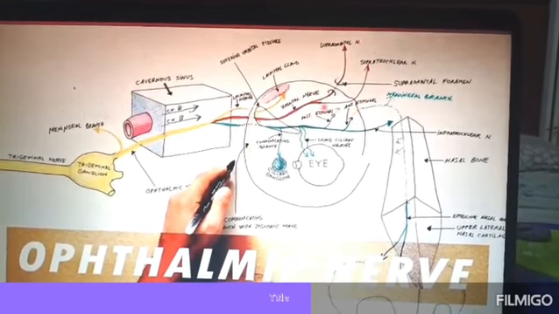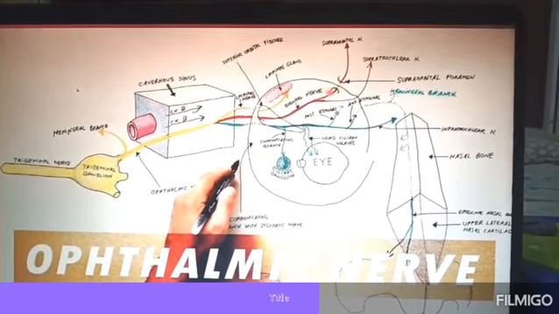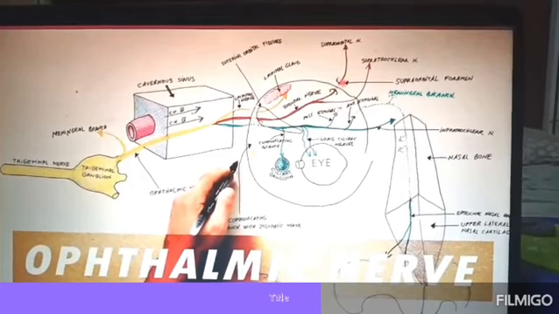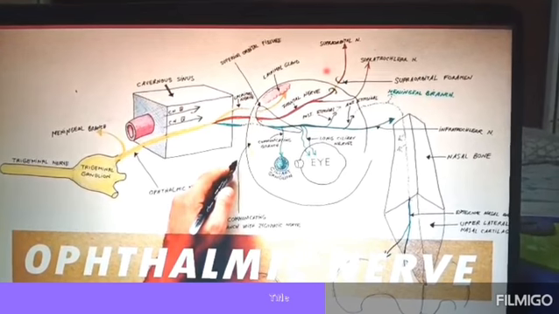Supraorbital passes forward and leaves the orbit through the supraorbital foramen, or you can say supraorbital notch also. It supplies the skin of the upper eyelid, forehead, and anterior scalp region up to the vertex of the skull.